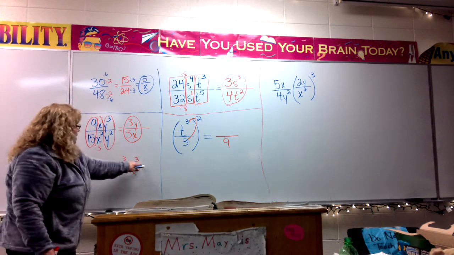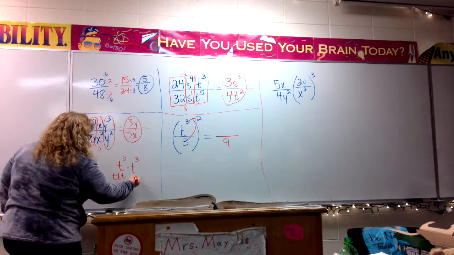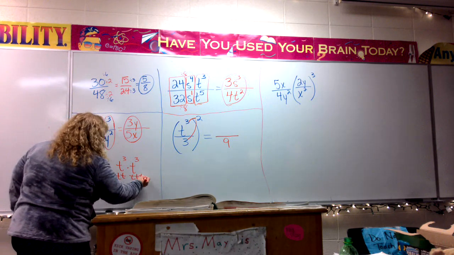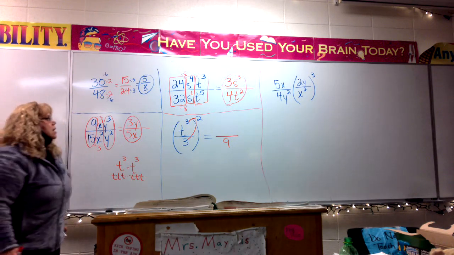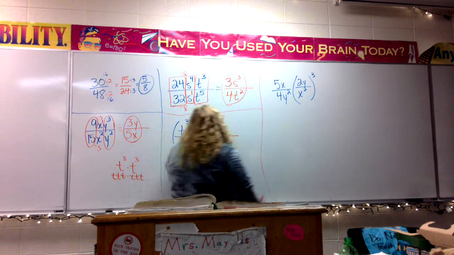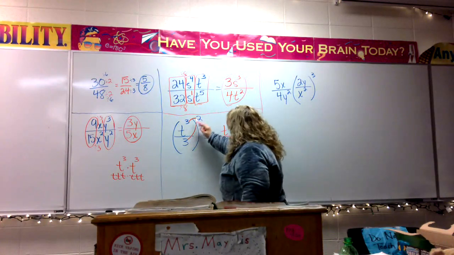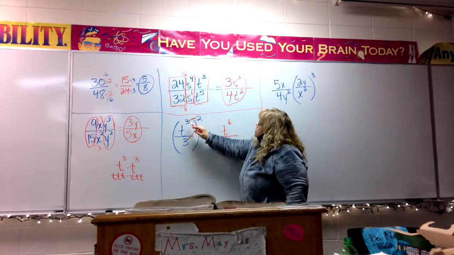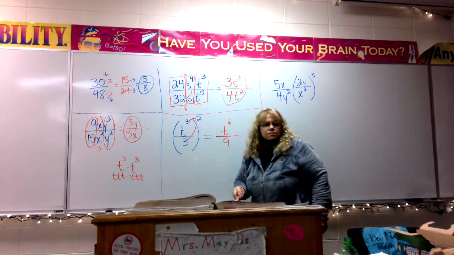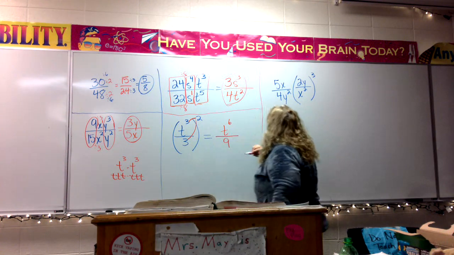I have 3 and 3 more, because remember, that's t, that's t to the third. How many will I have all together? 6. So the rule for this one was, it still goes with the 2. We still have to square it. But when you have a power to a power, you multiply those, right? So 3 times 2 is 6.